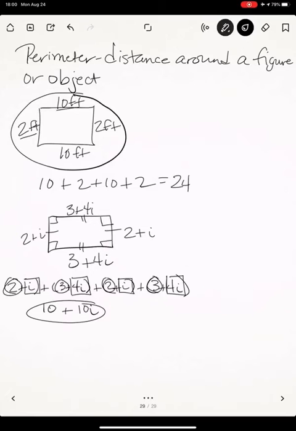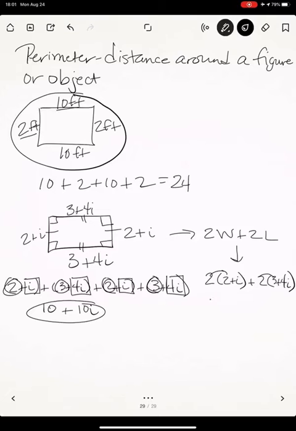Now that's a long, drawn out way of doing it. Some people may have seen it that way. Some people may also remember that with this being a rectangle, we could basically rewrite it as 2 times the width plus 2 times the length. And some people might find this a little easier. So that would mean for this one, you would say 2 times (2 plus i) plus 2 times (3 plus 4i). Okay? So here we distribute the 2 on both sides into both parentheses.